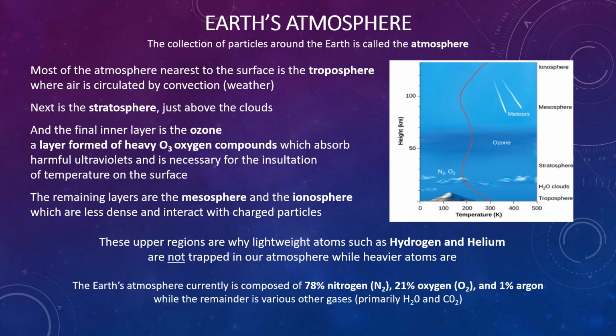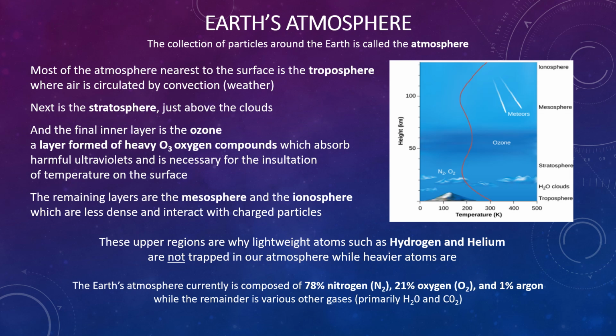The loose collection of particles and gases around the Earth is what we call our atmosphere. This is what we breathe and is responsible for keeping our surface temperature, this lovely temperature that is perfect for life. And most of our atmosphere is closest to the surface in the troposphere. And this is where the weather occurs, where there's a lot of air circulated by convection. Above that is the stratosphere, which is above the clouds.